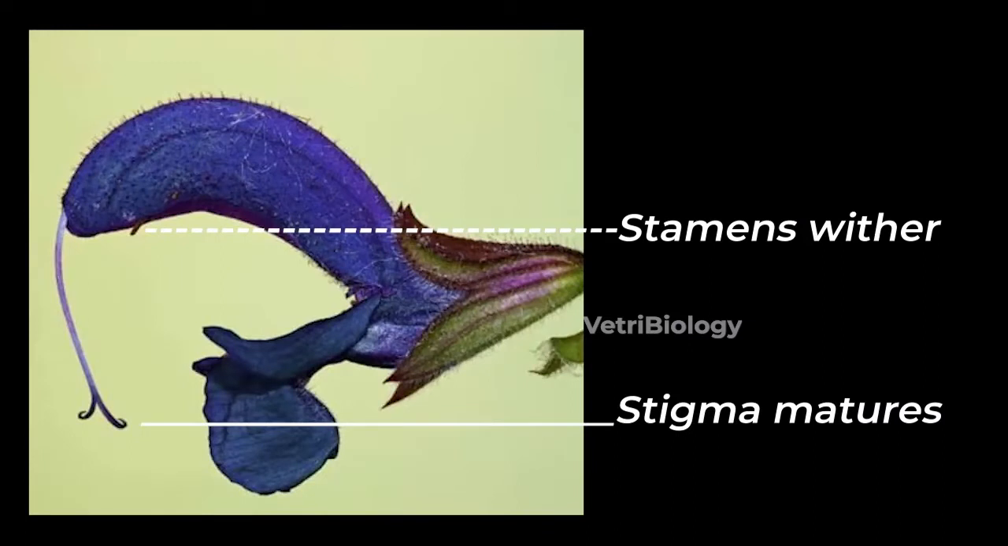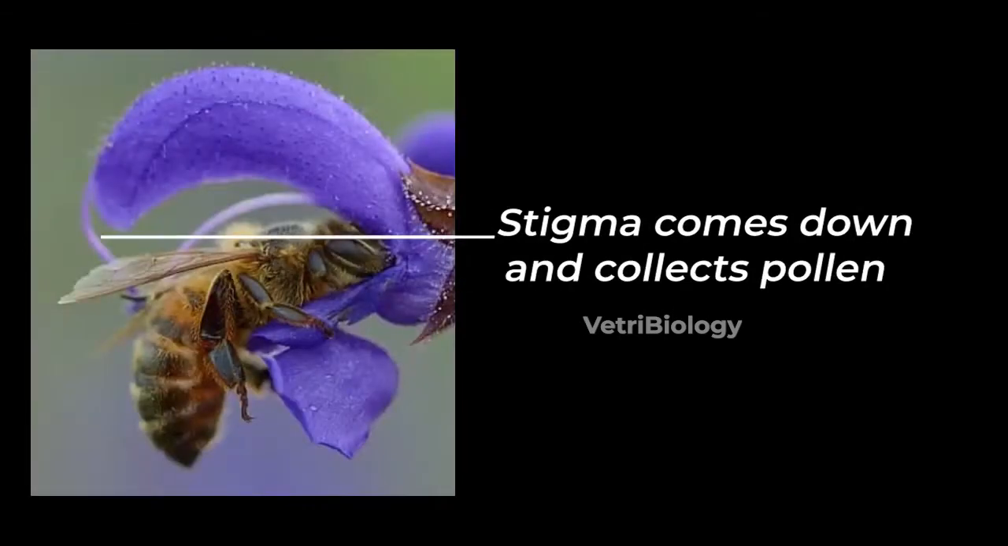After dropping pollen on the back of the bee, the stamens wither. That is, it will dry. As it is protandrous, now it is time for maturation of female reproductive part. So now stigma matures. When this bee visits another flower, the matured stigma comes down and rubs against the body of the bee and collects the pollen. Thus, pollination is completed in Salvia.